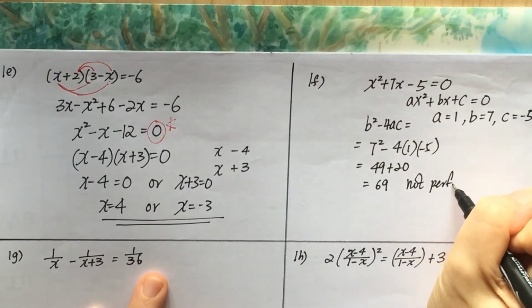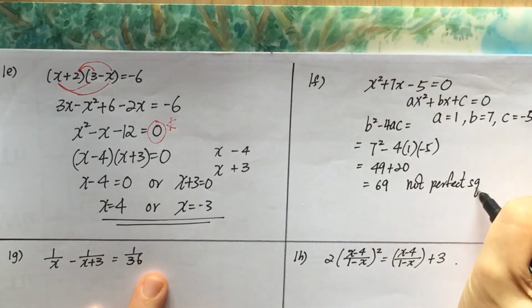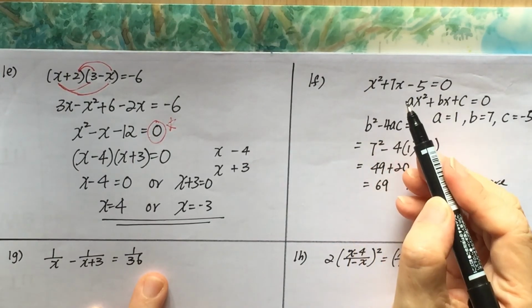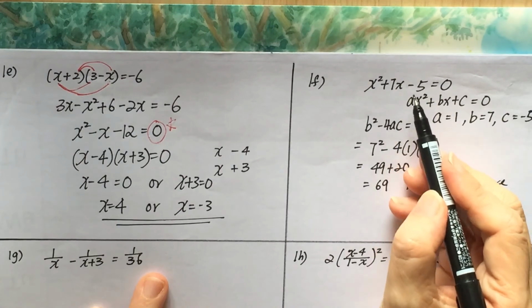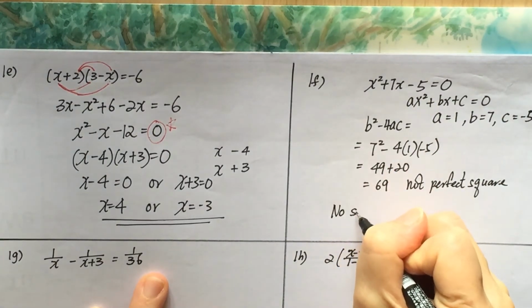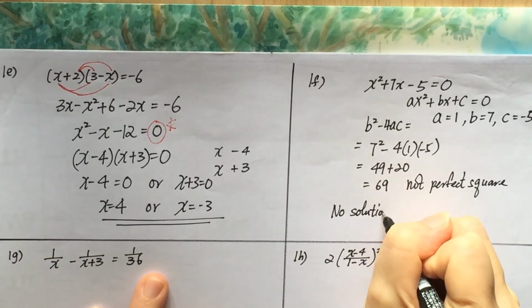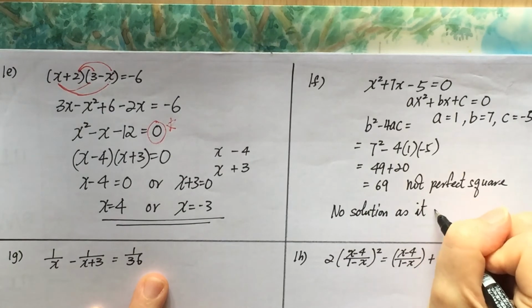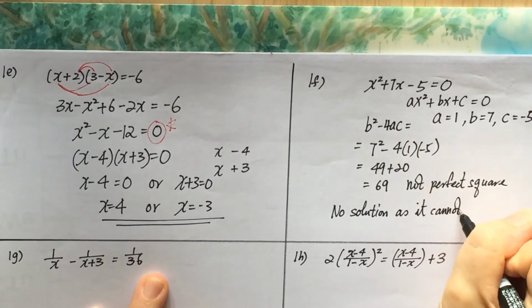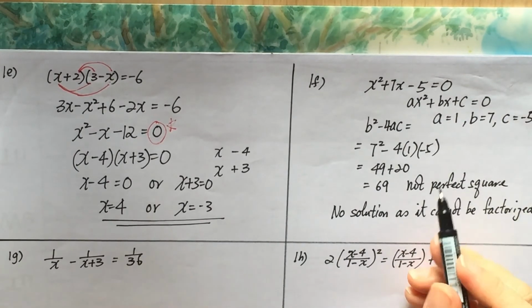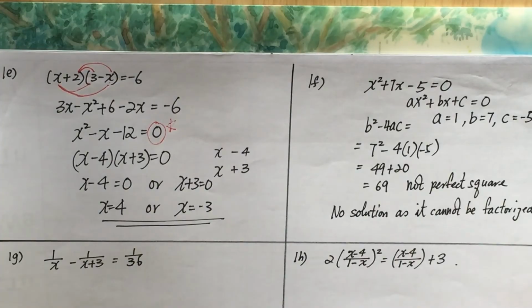So when this is not a perfect square, that means the left-hand side expression is never possible to be factorized. If it's not possible to be factorized, we say that there is no solution, as it cannot be factorized. You will be learning how to do it by the formula method next year.